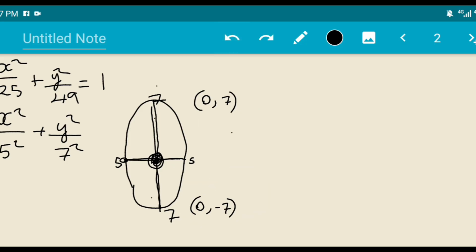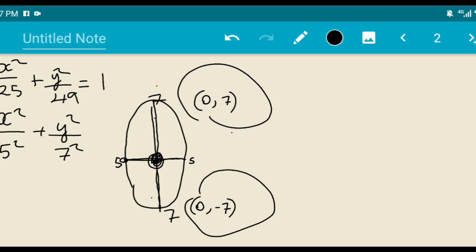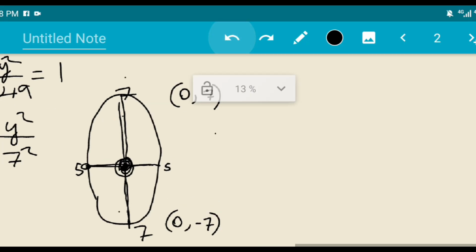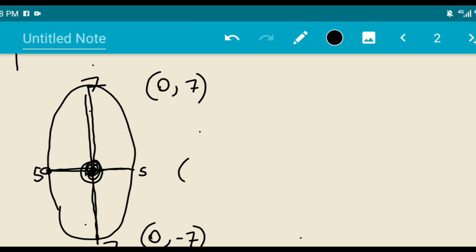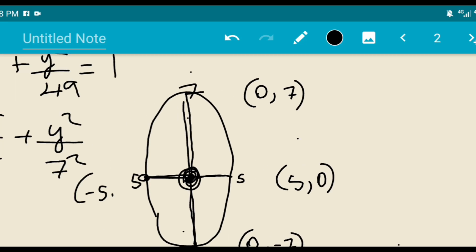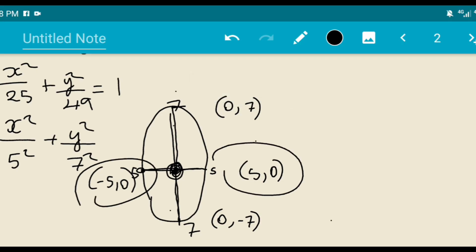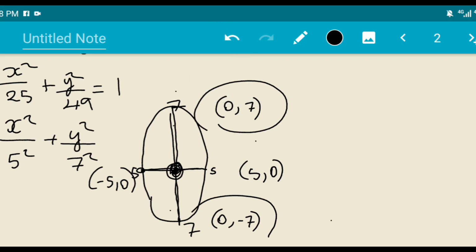So these are vertices, but these are the major vertices. Then the minor vertices are this and this. The minor vertices will now be (5, 0) and (-5, 0), that is ±5 for x, 0 for y. So these two, this one and this one, are the minor vertices. Then this and this are the major vertices.